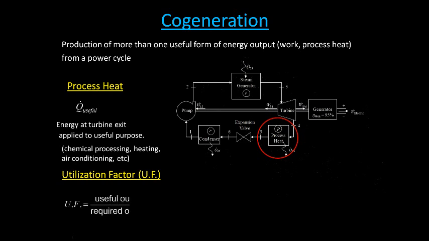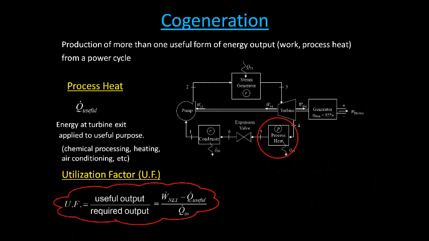So utilization factor looks for useful output over required output. So before we said desired and required, and here we still have this. Our desired or useful output over our required output. Well, in this case, we have that net work and that useful heat. So we're going to subtract it here because the heat is leaving, so it's going to be negative. But we want to say that that's a good thing that the heat is leaving, because we're going to make use of it. So we're going to subtract that useful heat and divide it by that heat transfer coming in. And that's going to be our equation for utilization factor.